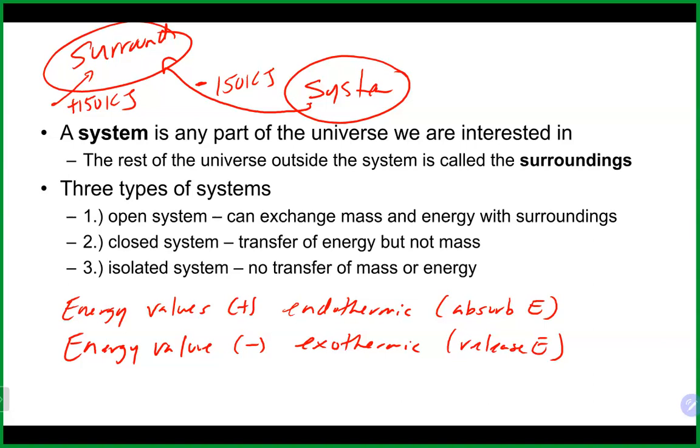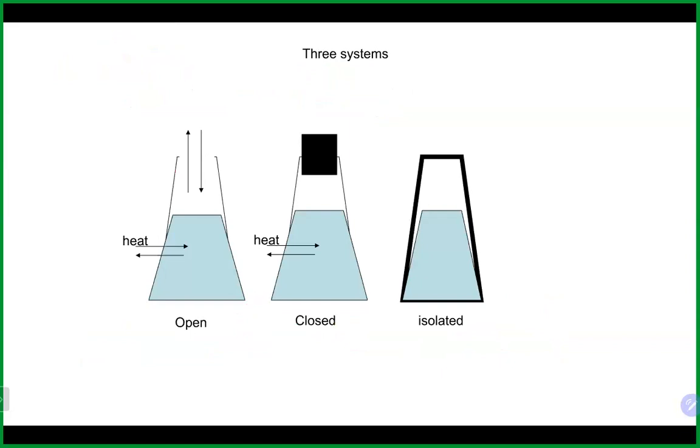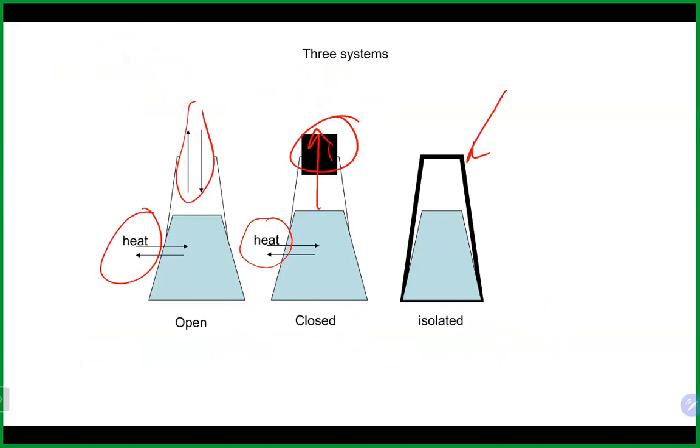So here are some examples of that. If you have a flask that's open, you could definitely go in and take out stuff. You also have the exchange of heat happening. If you put a stopper on the flask, that's going to prevent anything from leaving or entering, but we could still have, obviously, the exchange of heat. And if you have an isolated system, you have really no exchange of mass or heat.